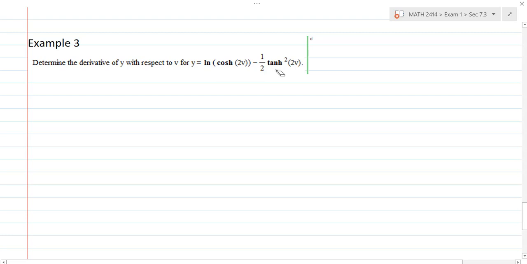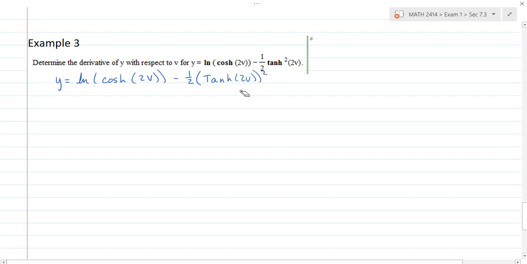is sech squared. So for this problem, we've got y equals the natural log of the hyperbolic cosine of 2v, where 2v is the angle, minus 1/2. And now instead of writing this as tanh squared like that, I'm going to rewrite this without the function notation, using the properties of exponents. So this is equal to tanh 2v quantity squared.